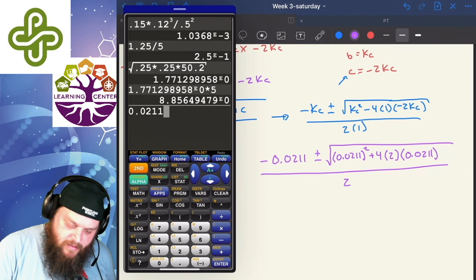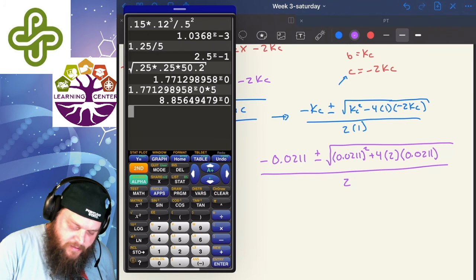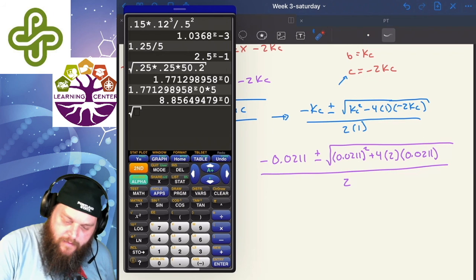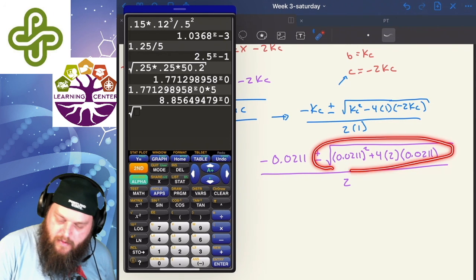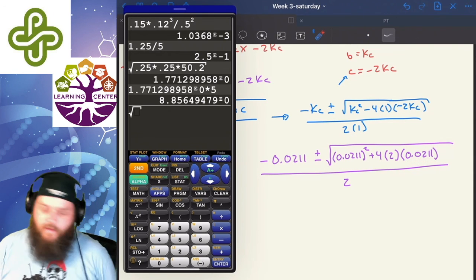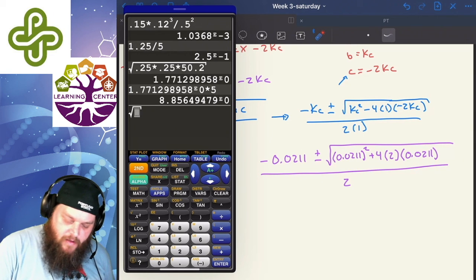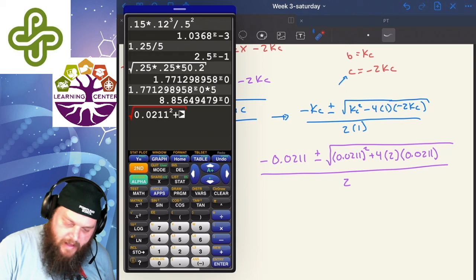So 0.0211 squared. First I want to take the square root. So I'm just going to do at first this part here, just everything under that square root and the square root itself. So I'm going to take the square root of 0.0211 squared. I'm going to add that to 4 times 2 times 0.0211.